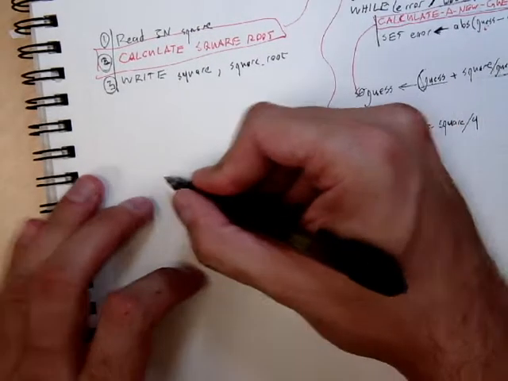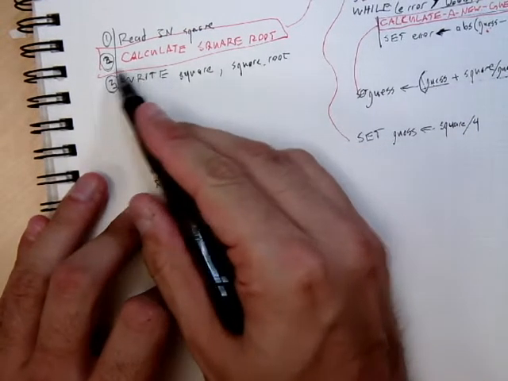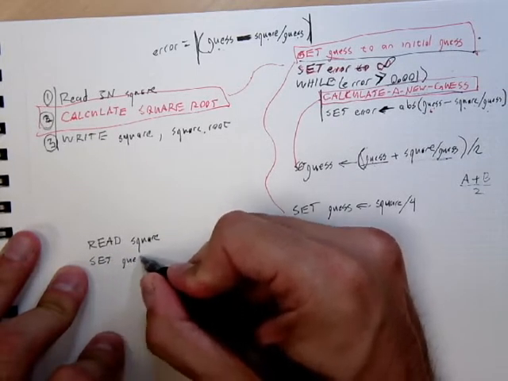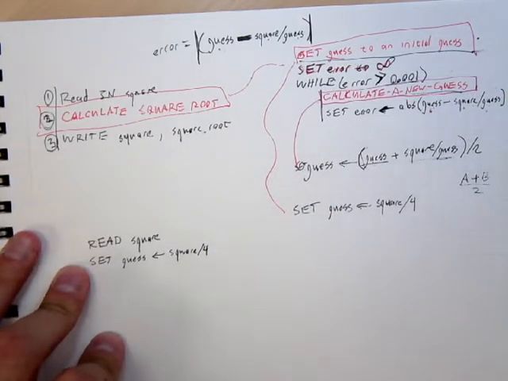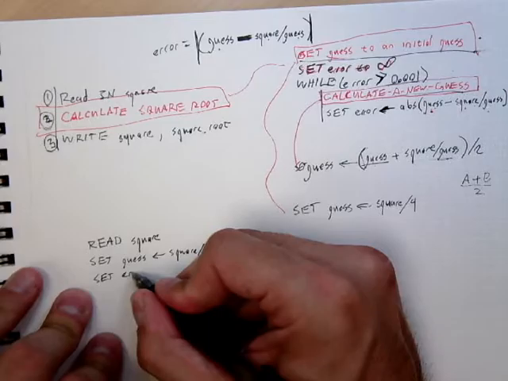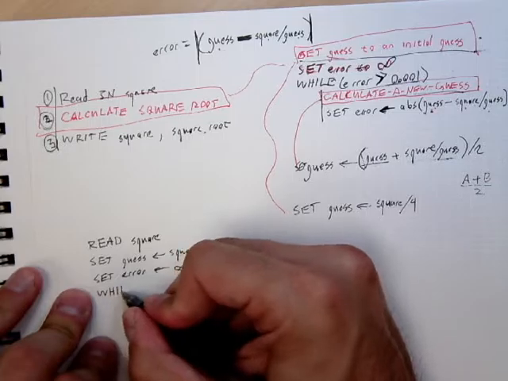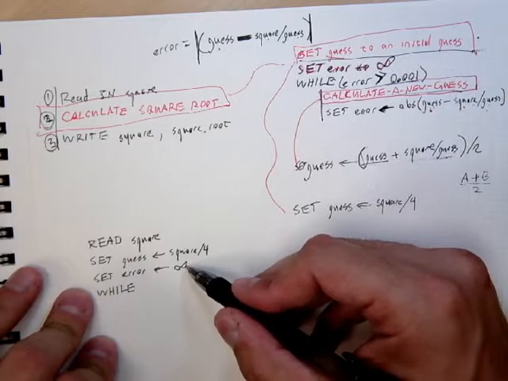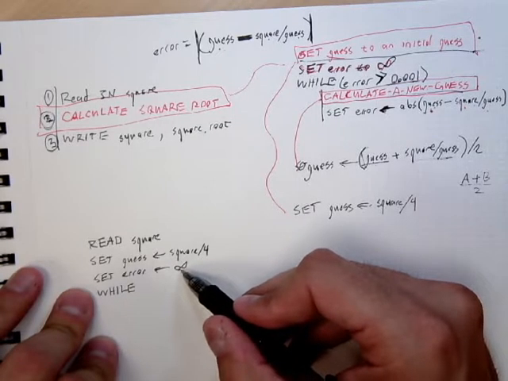It goes like this. We say read square. And then instead of, say, calculate the square root, we're going to set guess to square over 4. And we're going to set the error to infinity. By the way, you don't have an infinity number on your keyboard, so you can just pick any number that's bigger than your tolerance. It doesn't matter. Often you'll see people just write infinity for that, and I like that.